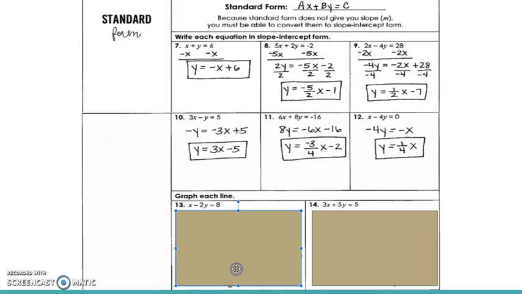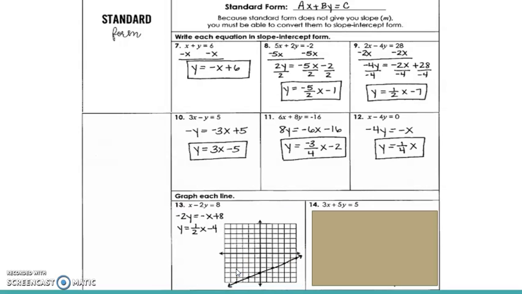We can graph these problems as well. We're still going to put it in slope-intercept form, and once we have our slope-intercept form, we have our slope and we have our y-intercept, and we can graph from there.